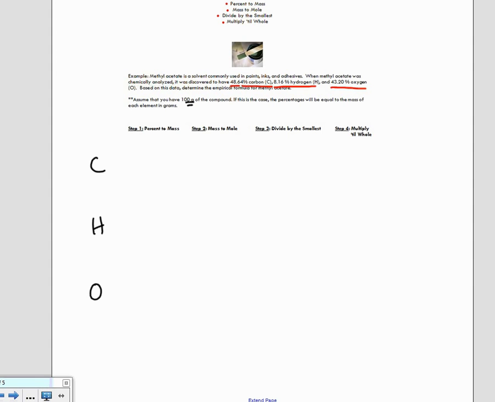Let's look at all these steps here. Step number 1, percent to mass. This is the easiest one. This is why I assume I have 100 grams. All I do is I'm going to look at the percentages. I'm going to cross those out and write grams instead. So that means for carbon, I'm going to say I have 48.64 grams of carbon, 8.16 grams of hydrogen, 43.20 grams of oxygen. So step 1, done, check.